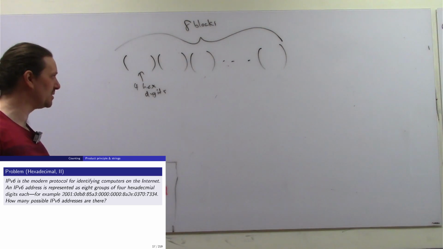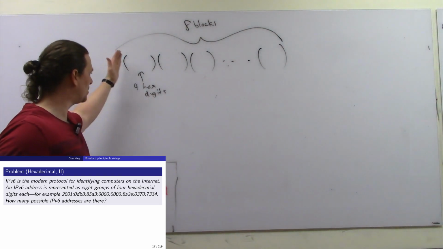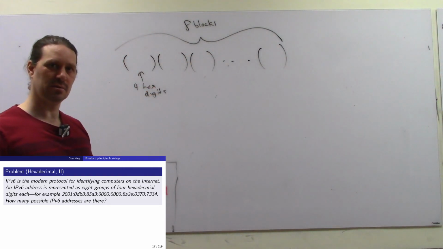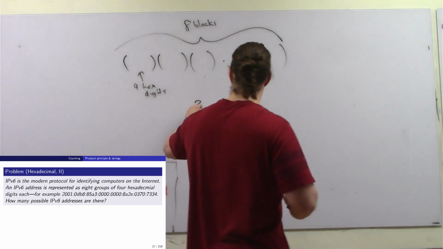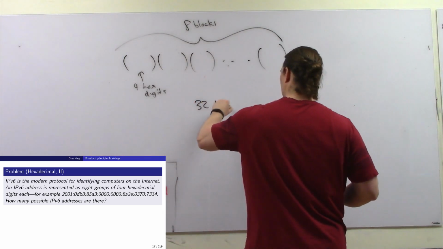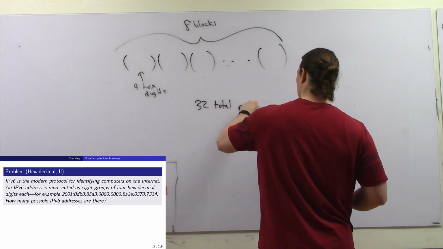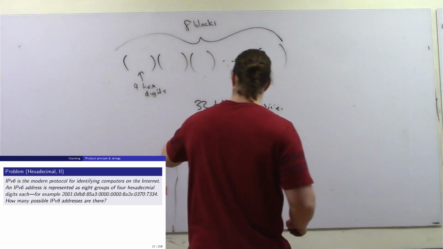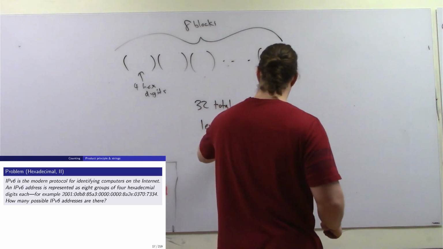There are a few product principle approaches to this. One, we can notice there are 8 blocks of 4 digits, so how many total hex digits are there? 32? Yeah, there should be 32 total positions. In other words, we're looking at a length 32 hex string.